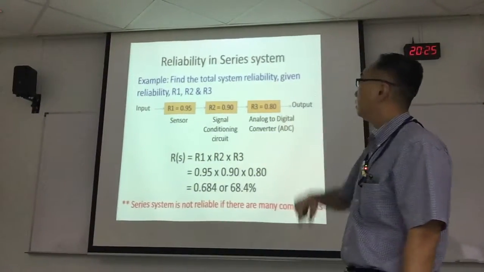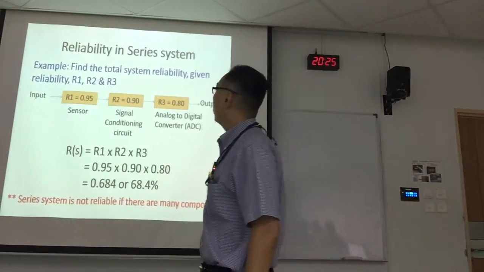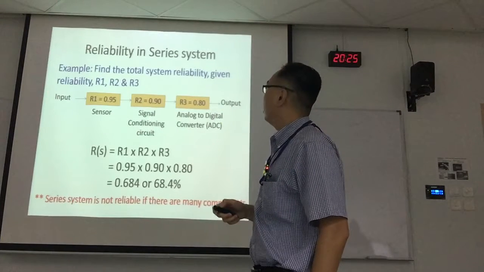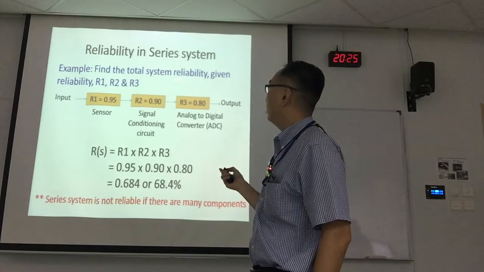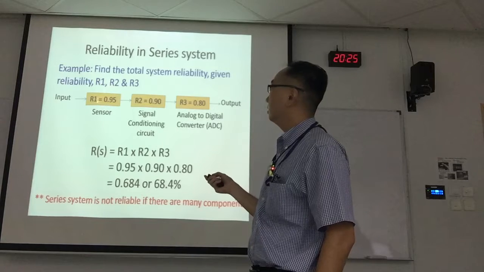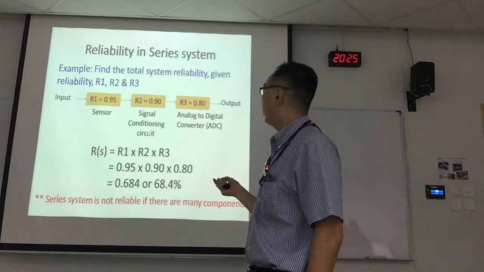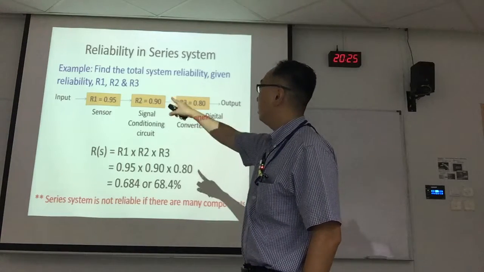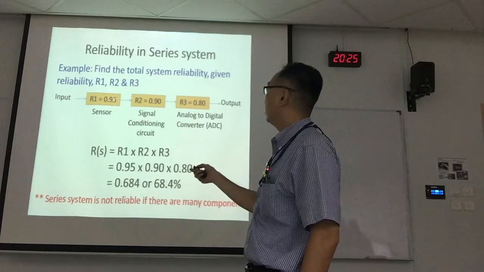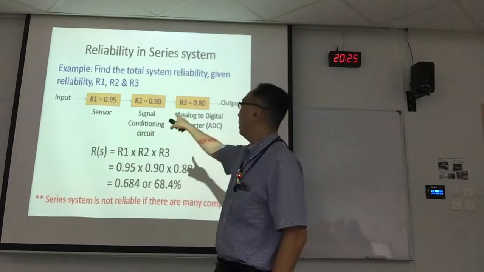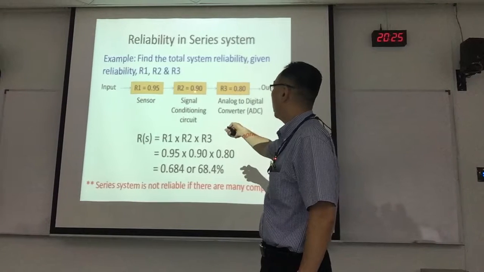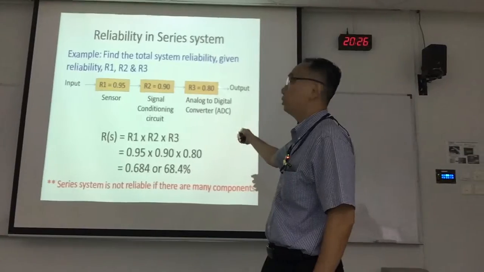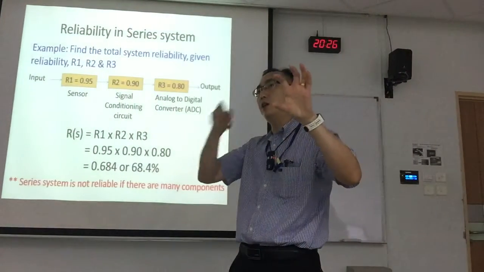Now I have an example here, a real number example. If you look at this system, you are asked to calculate the total system reliability given these parameters. So maybe the sensor, you have the signal conditioning, then you have the component ADC here. The first sensor is 0.95. Then the signal conditioning one is only 0.9. And then R3 here, the reliability is 0.8 for this component. Because they are in series, you multiply them.